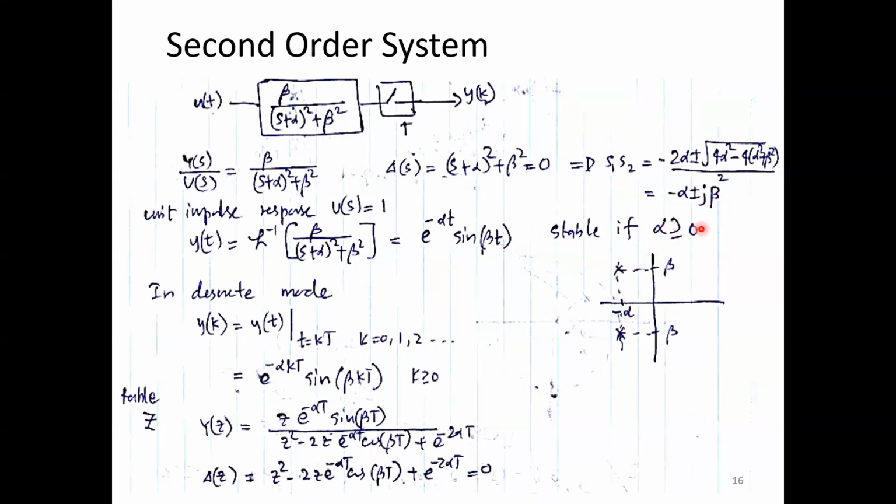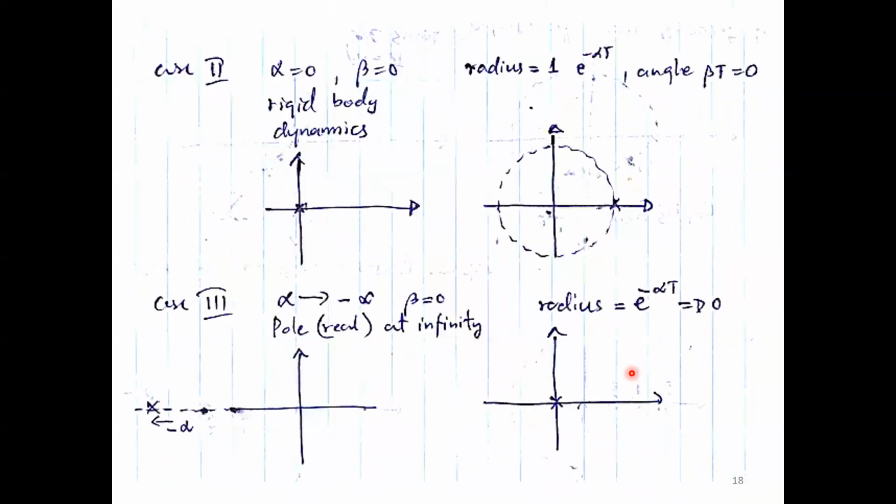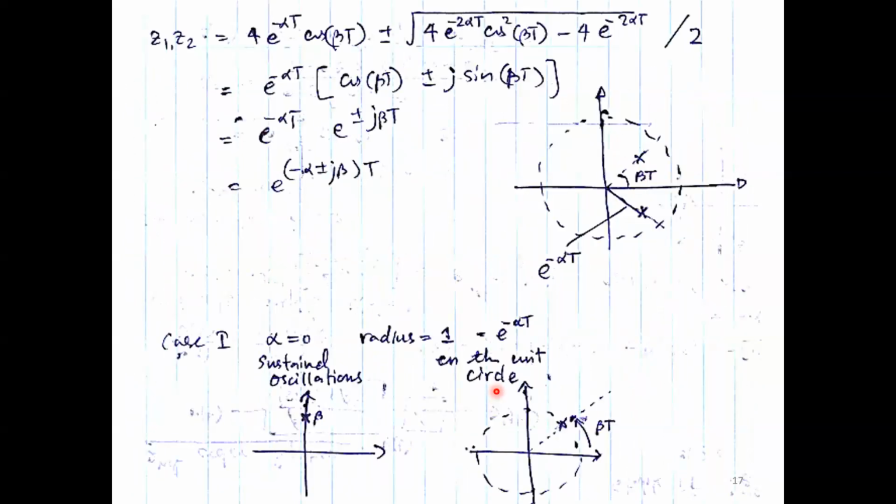So now, if you assume alpha to be 0, then both poles are on the imaginary axis over here. Then you know it is sustained oscillations, right? It is not decay. So in that situation, alpha equals 0, you have the poles over here and here. Pure imaginary poles. System is oscillating forever. And if you look at the continuous time, when alpha equals 0, what will happen to the radius? It is e to the minus 0 t.